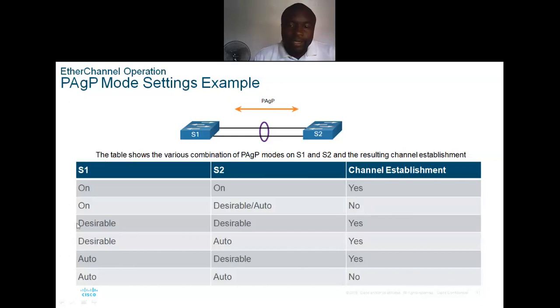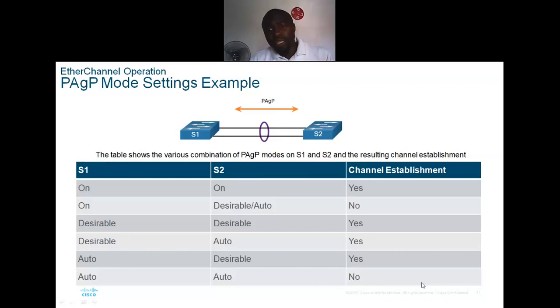If switch 1 is desirable and switch 2 is desirable, they will begin to exchange packets and begin to now form EtherChannel. If switch 1 is desirable, switch 2 is auto. They will exchange packets, and once the desirable one sends packets to the auto, it will now adjust itself. If switch 1 is auto, switch 2 is desirable, EtherChannel will be formed. But if both of them are auto, they will not be formed.